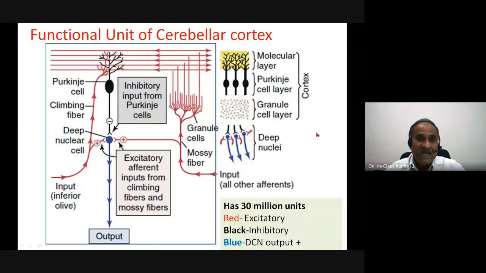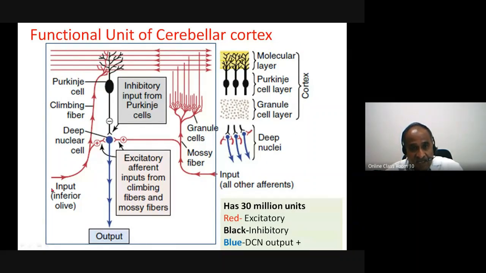The cerebellum has a functional unit. What is this functional unit of the cerebellum? Now, the cerebellar cortex is divided into 3 layers: the outer molecular layer, the Purkinje cell layer, the granular cell layer, and the white fibers, and then the deep cerebellar nuclei. That is the cortical structure, or the histological structure.